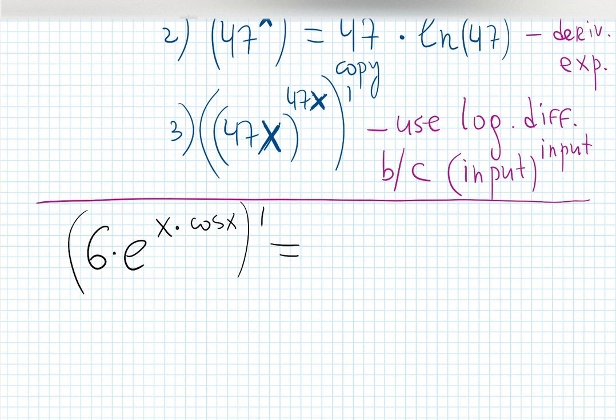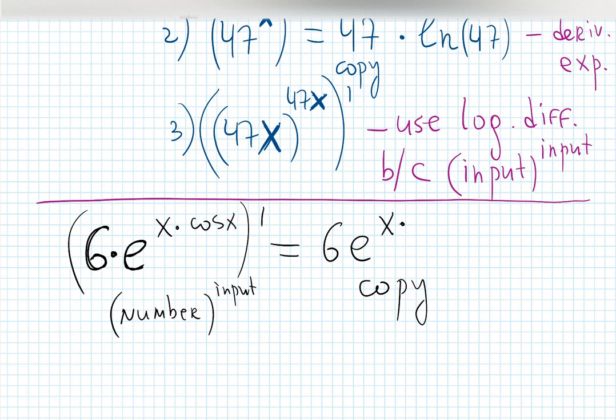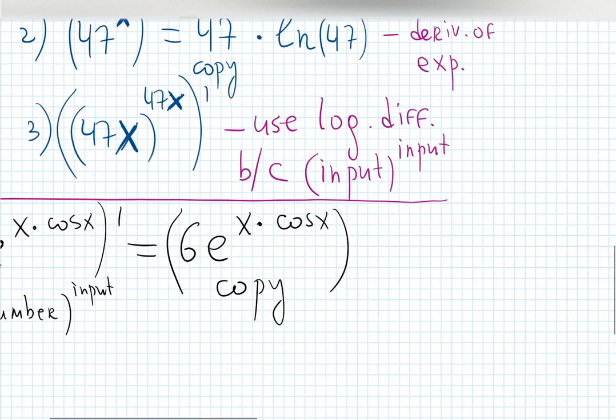You see an exponential, how do I know what to do? I see no input at the base. 6 and e are numbers. Since there is a number raised to the input, I use exponential function properties. To differentiate the exponential function, I know the exponential function tells me copy first. Copy first: 6e to the x cosine x. That's the good part of differentiating exponential functions. You just copy it. Log says divide by everything inside. Exponential copy, and then it says times, and then chain rule.